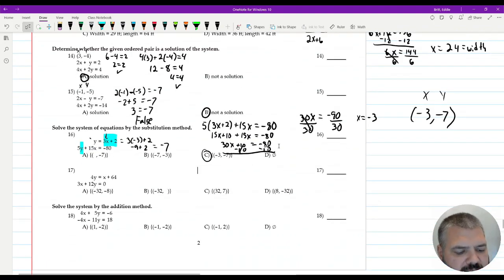All right, number 17 has the same directions. If we don't have a variable already solved for, what we're looking for is a variable to the first power, because we can always solve for that easily. When I look at my two equations, I have an x and a y in both, but I have one of my x's right here, 1x. It is on the right side of the equation with a constant term, but to solve for it, all I'd have to do is move the constant over. So I have x equals 4y, and when I move the 64 over, it'd be minus 64.